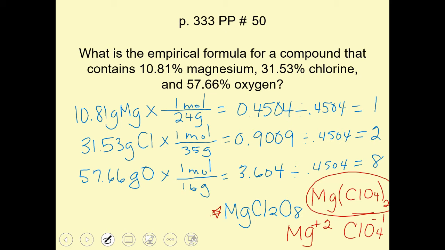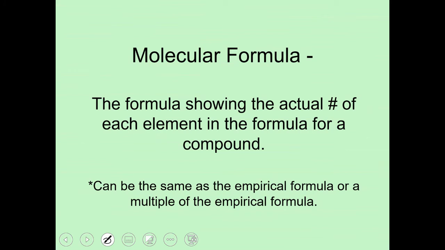So does it matter what order you put the elements in? I would generally put them in the order they are listed in the problem. For ionics, the metal always goes first. So put them in the same order that they were listed in the problem when you are doing your practice problems. Now, what's a molecular formula?